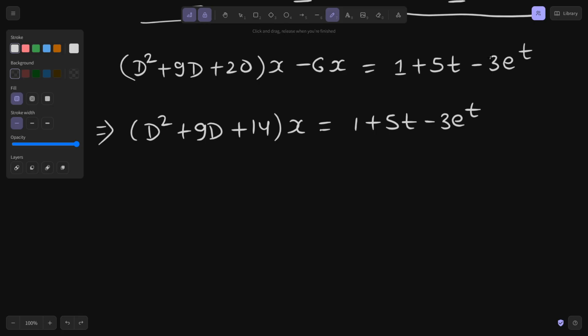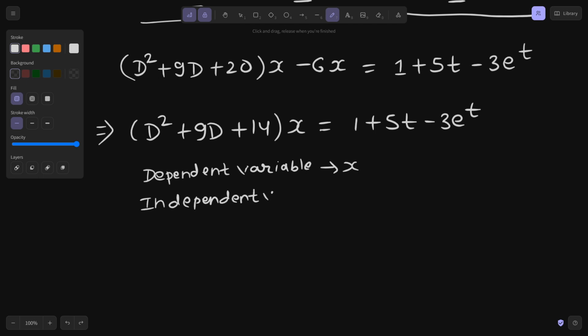Now this becomes a brand new problem for you to solve. Here, as you can see, your dependent variable will be x, your independent variable will be t. This is important to write so that you don't make a mistake while applying the formula.